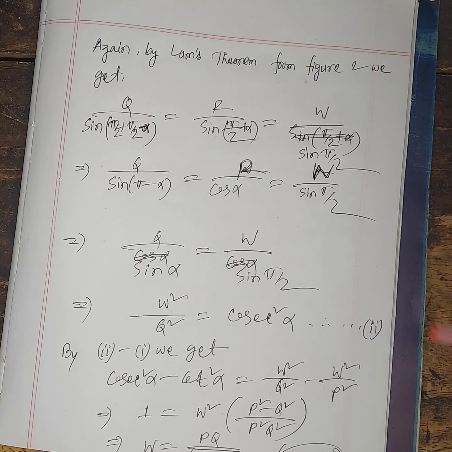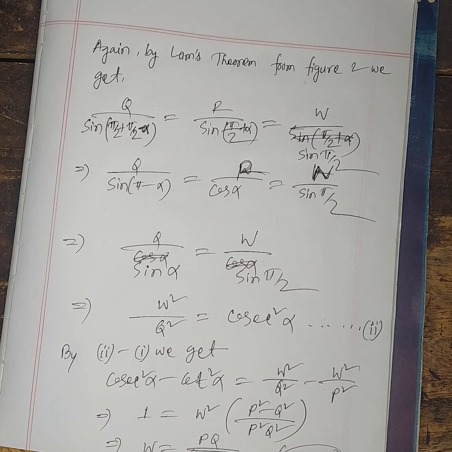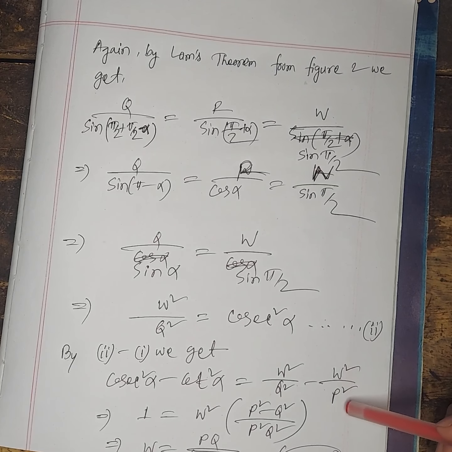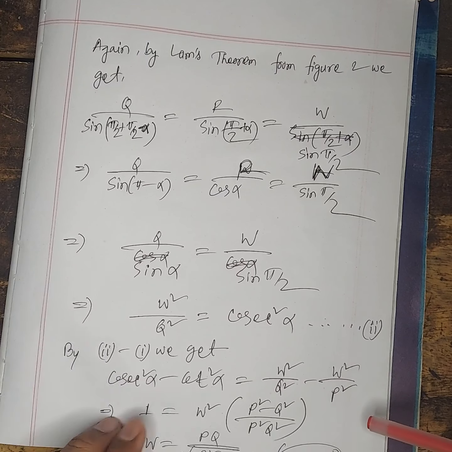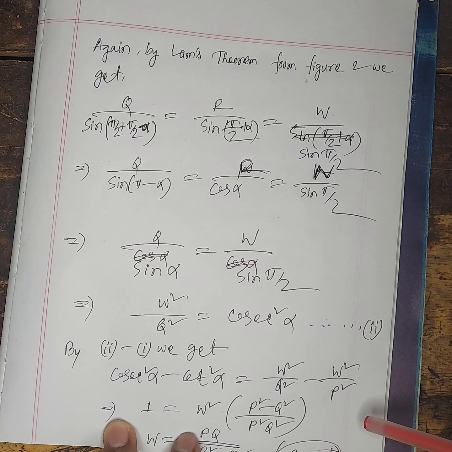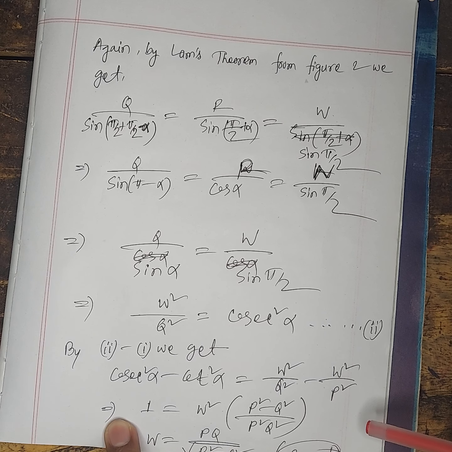And by subtracting 1 from 2, we get cosec square alpha minus cot square alpha is equal to W square by Q square minus W square by P square. So 1 is equal to W square times P square minus Q square by P square Q square. So W is equal to PQ divided by root over P square minus Q square.